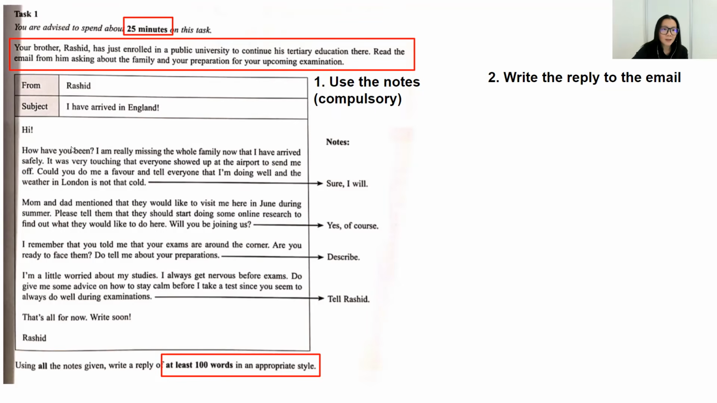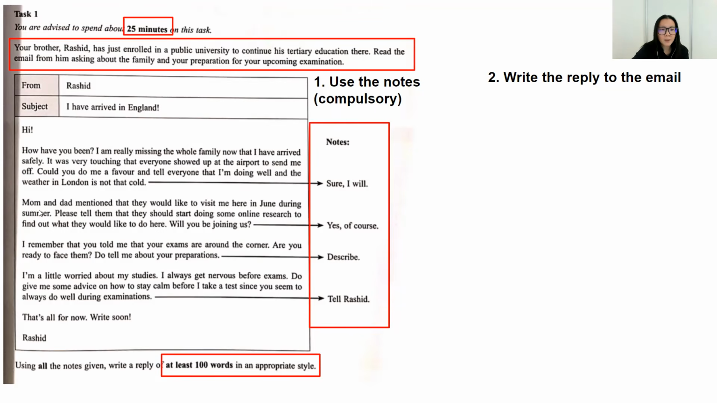Hi, how have you been? I'm really missing the whole family now that I have arrived safely. It was very touching that everyone showed up at the airport to send me off. Could you do me a favor and tell everyone that I'm doing well and the weather in London is not that cold? You are instructed to reply, sure, I will. Then there are some things that you need to expand on. You would use the information in the paragraph as a prompt, perhaps talk about how you are also missing him, your family as well, and also the weather.